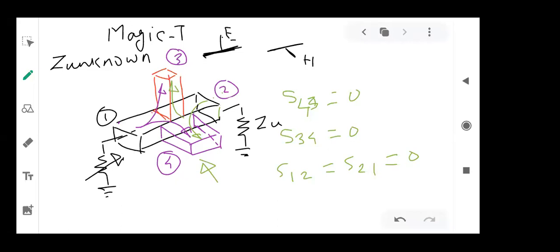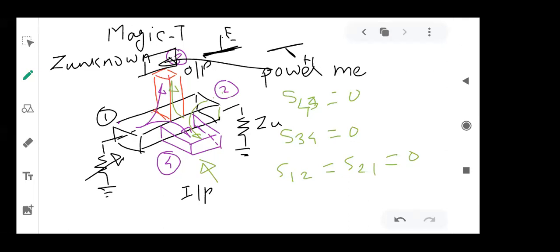So port number 4 is acting as an input port. At port number 3, I will have a power meter. I will call port number 3 the output port, and there I will be connecting a power meter. It will read the power available at port number 3. Now we'll use the property of the magic T to find out the unknown impedance. Here I have a variable known impedance, so I will write ZK, K for known. So what you do is feed a signal.